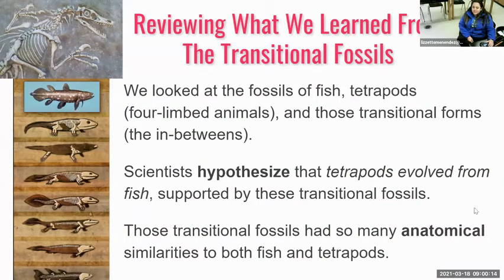So what we learned from that, hopefully you knew that we were looking at fossils of fish, tetrapods, and tetrapods are those four-limbed animals. Tetra means four, pod means foot, so it makes sense. And those transitional forms, the in-betweens. So we looked at how fish became tetrapods. Scientists have hypothesized that tetrapods evolved from fish, and it's supported by these transitional fossils, the in-betweens. And those transitional fossils had so many anatomical similarities to both fish and tetrapods that it just made sense that one became another.